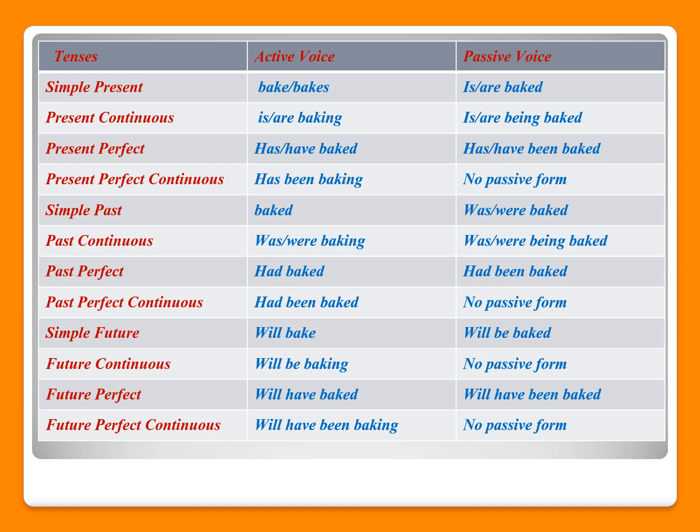When the sentence is past perfect continuous form, it doesn't change into a passive form. When the sentence is in simple future, that is will bake, then when the sentence is changed into passive voice, we have will be baked. When the sentence is in future continuous form, it goes through no change. It doesn't have a passive form. When the sentence is in future perfect, that is will have baked, we have to add a been in between. So it becomes will have been, and then the verb third form, that is baked. Future perfect continuous has no passive form.